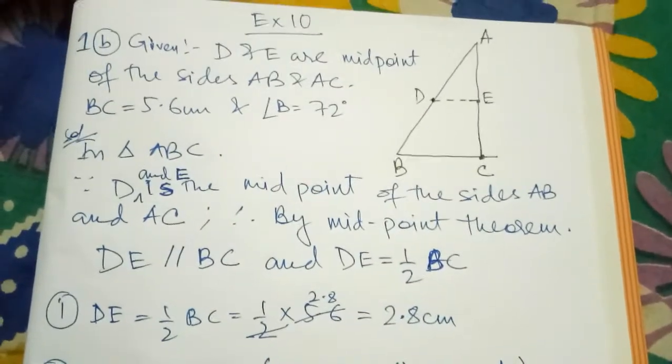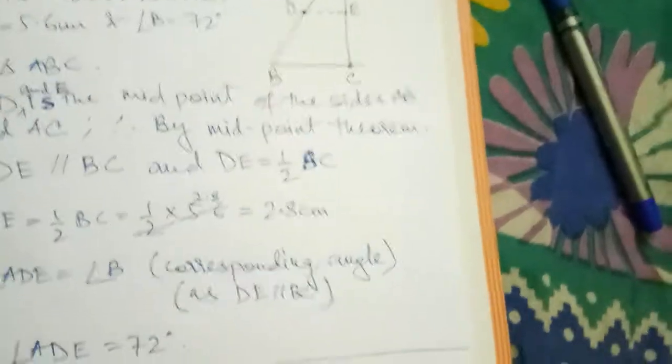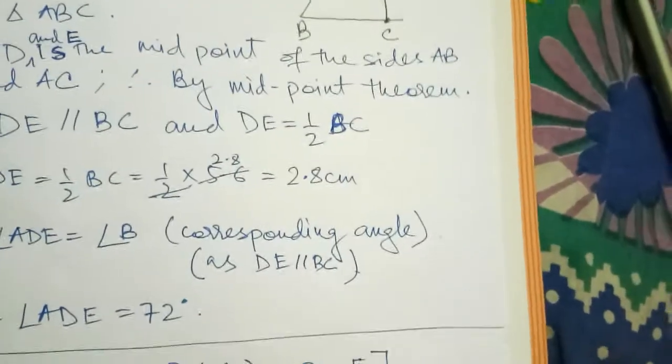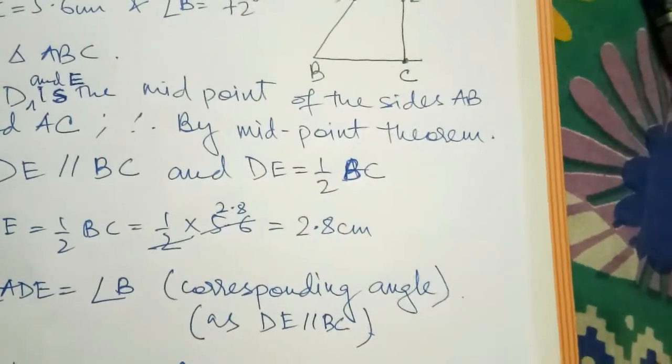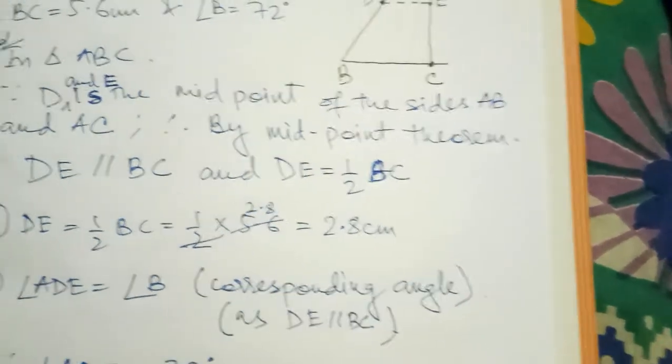Okay, this part is also very easy. The proof of how it comes is not so important, but you have to understand how it is coming. That means the midpoint theorem and the converse midpoint theorem.